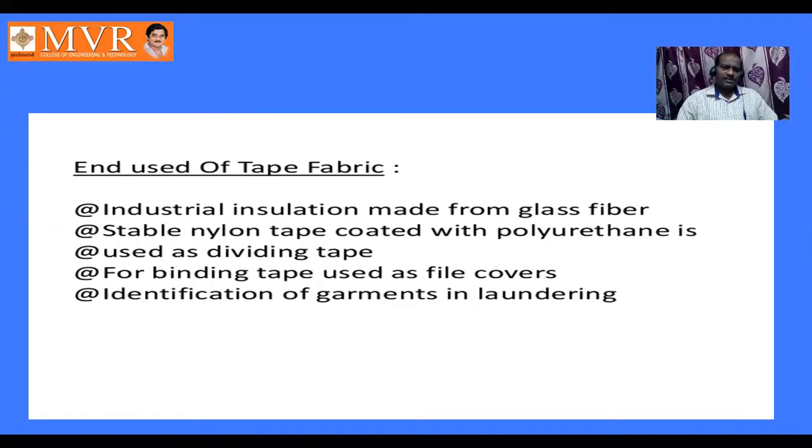If you observe industries, some insulations are made with tapes only. Exclusively, here they have mentioned industrial insulation made from glass fiber, and stable nylon tape coated with polythene used as a dividing tape, a binding tape, for file covers, and for identification of garments in laundering. In all these cases we are going to use tape fabric material. So these are the end users.